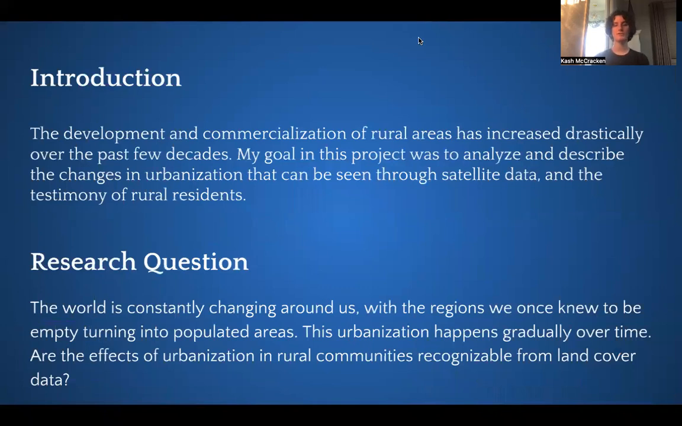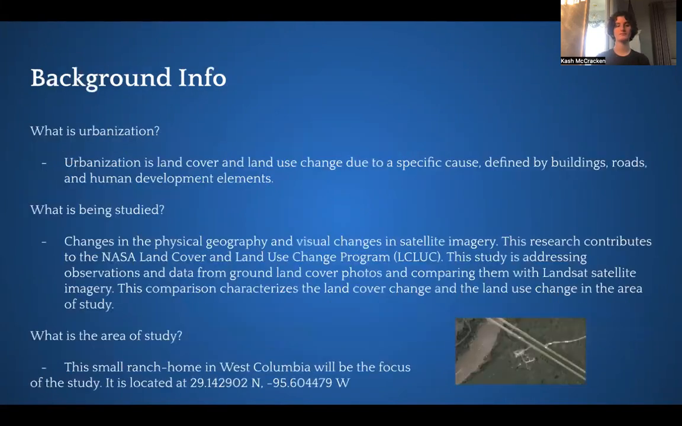So the development and commercialization of rural areas has increased drastically over the past few decades. So my goal in this project was to analyze and describe the changes in urbanization that can be seen through satellite data and the testimony of rural residents. The world is constantly changing around us, and these regions we once knew to be empty are turning into populated areas. So I want to know, are the effects of urbanization in rural communities recognizable from land cover data?